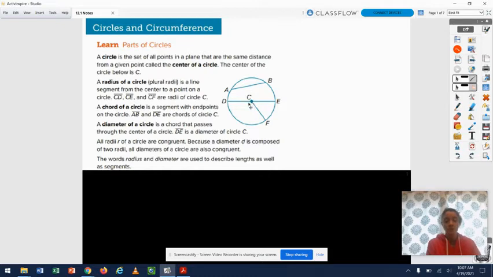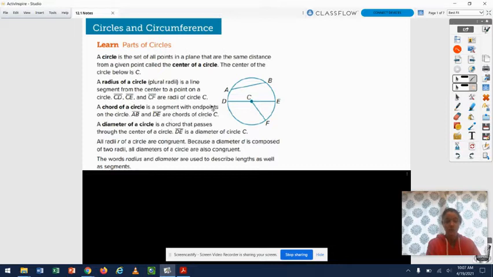You may also know about the radius of a circle. And when you say it's plural, we say radii. So a radius goes from the center to the edge of a circle. So in this example, CD, CF, and CE are all radii.